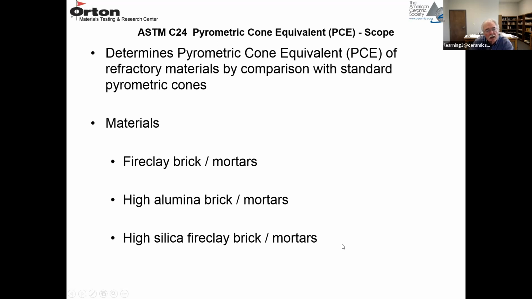takes place over time. When you have a refractory with a glassy phase, you're not really going to have a distinct melting or deformation temperature because of the glassy phase. The glass does not have a distinct melting temperature like a crystalline material, so it gradually becomes less viscous and deforms over time. So that's the way this test is set up, primarily for alumina silica materials, but you can use it for any refractory material. It still works.